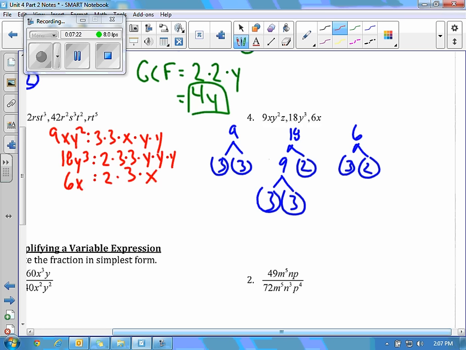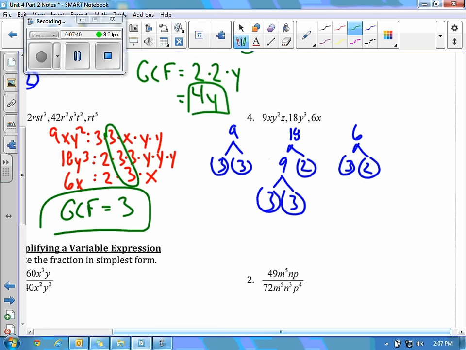So if you look, we have a lot going on, but what we need is what all three of them have in common. And the only thing that all three of them have in common is a 3. Okay? So again, sharing between two of them isn't enough when you're doing greatest common factor. They all three have to share it. In this case, the only thing they share is a 3. So that would be our greatest common factor.